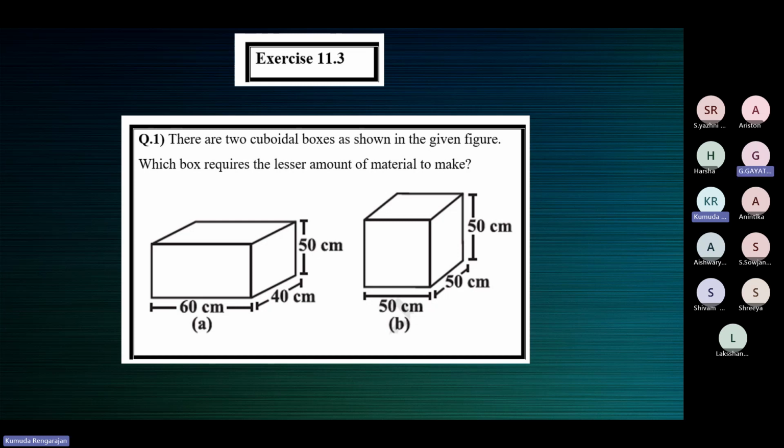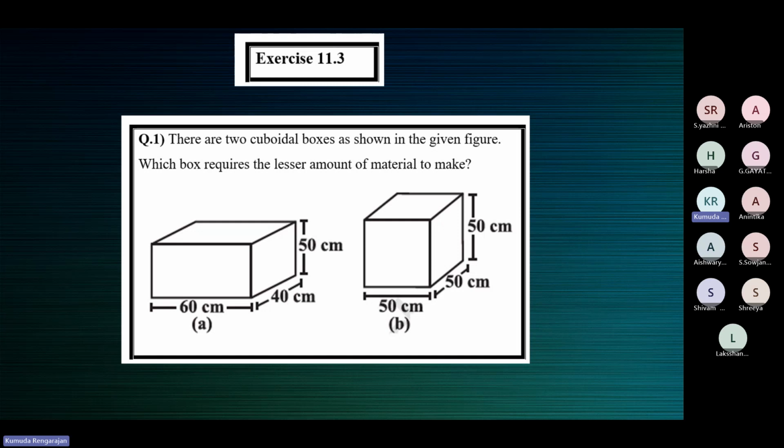Every square is a rectangle, but every rectangle need not be a square. You can call a square a rectangle, but you cannot call a rectangle a square. A cube can be referred to as a cuboid, but a cuboid cannot be referred to as a cube. So there are two cuboidal boxes, as shown in the given figure.